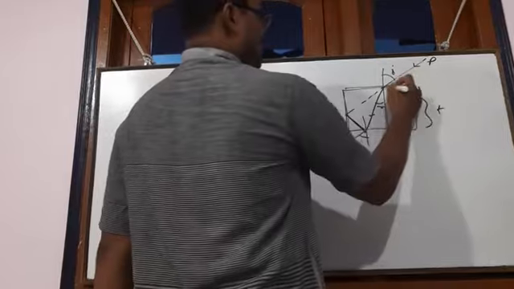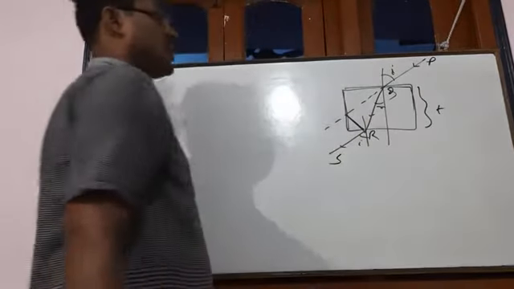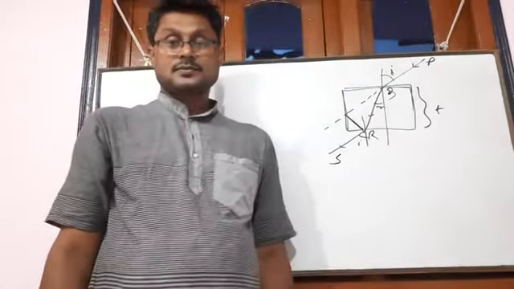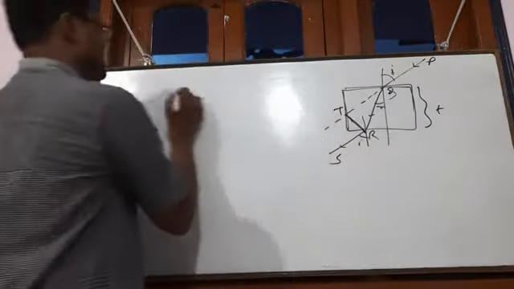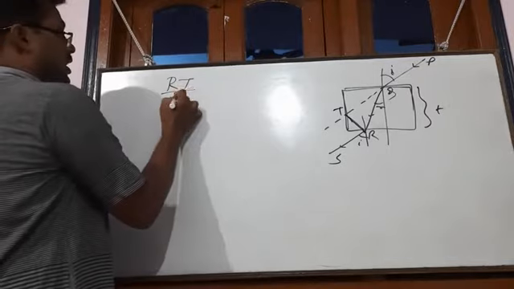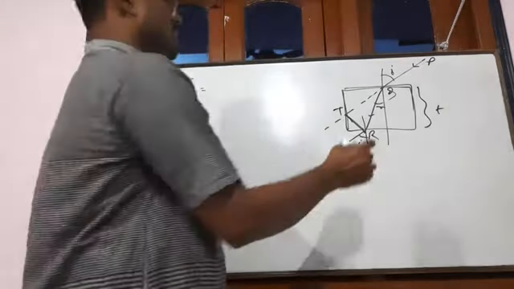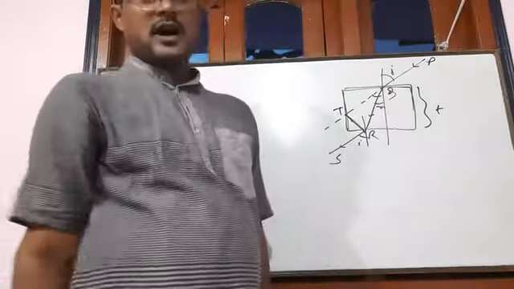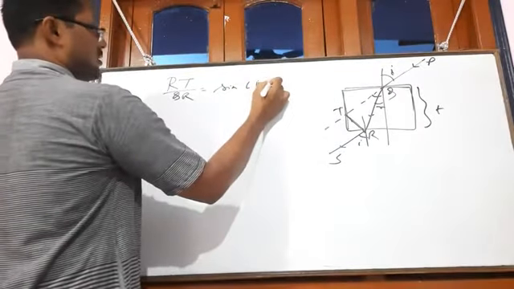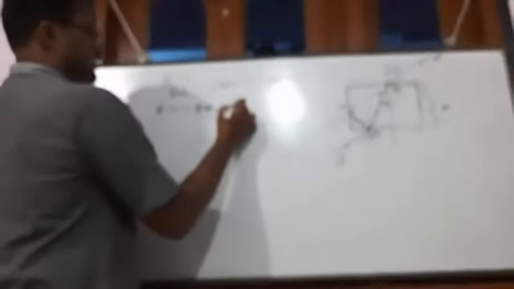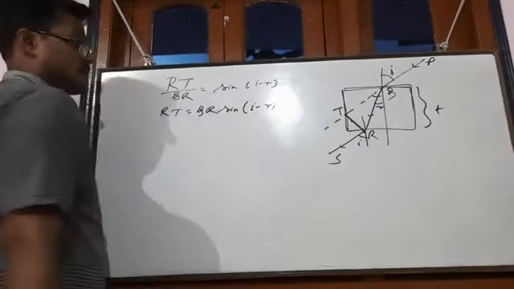Let P, Q, R, S be the optical path. And then the shift is RT. RT is the shift, and RT by QR equals what? This angle is what? I minus R. Sine of I minus R. Then RT equals QR into sine I minus R.